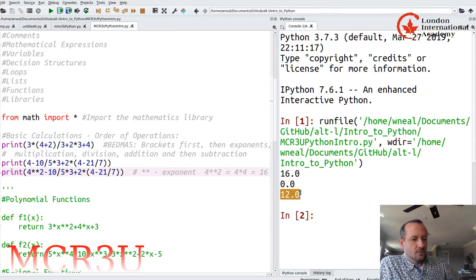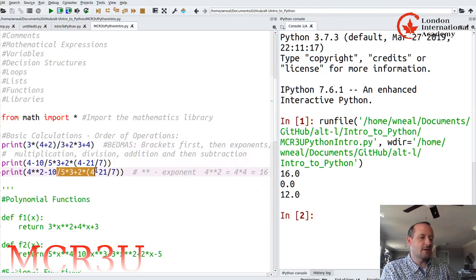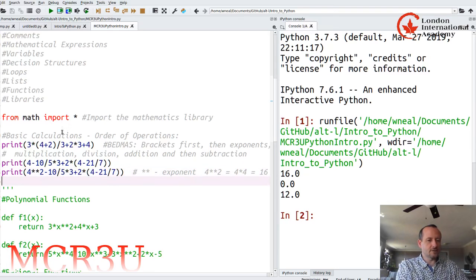Okay, and so you may reflect on, well, how did Python get 16, 0, and 12 as the answers to those 3 calculations? So there's the first use of Python. At the very least, it can act as a very powerful calculator and enter long expressions. And it will help you to do very good calculations, much more powerful than a handheld calculator or phone. Okay, so basic calculations are done here.